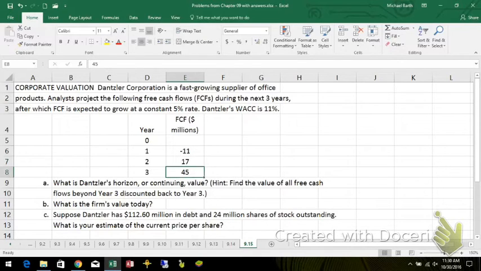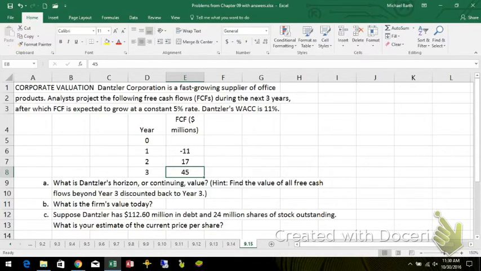And it also says that after year 3, the free cash flow, which is the money that's available to pay investors, whether they're equity investors or whether they're lenders, that's the money left over to pay off all that stuff. This free cash flow is going to grow at a constant rate of 5%. We're given a weighted average cost of capital of 11%, which is the discount rate for the free cash flows.